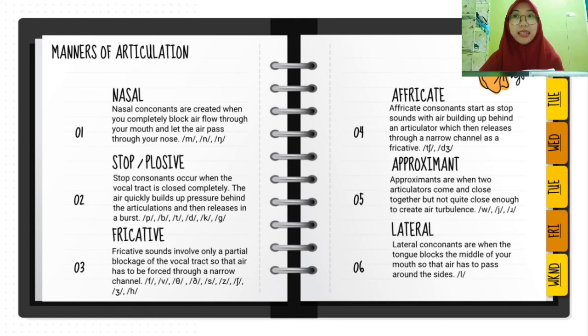Okay, the last is lateral. Lateral consonants are when the tongue blocks the middle of your mouth so that air has to pass around the sides. For example, luck. Place the tip of the tongue at the alveolar ridge.